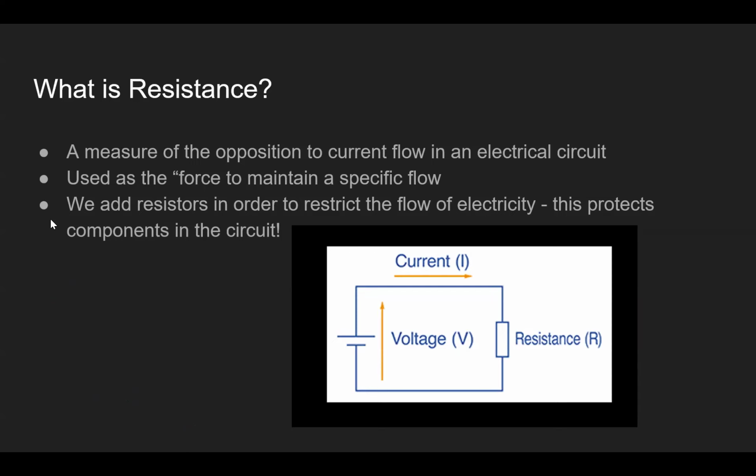Okay, so resistance is that force to maintain a specific flow. It allows us to manipulate circuits and dictate what the flow of the current is going to be. We can add resistors in order to restrict that flow of electricity. This is important because it protects components in the circuit, because too much current or overload can cause harm. So it's definitely a good control measure. Of course, we don't want too much resistance. That can also cause harm. It's always a balancing act, but in general, resistors are very important to manage and control your circuit.